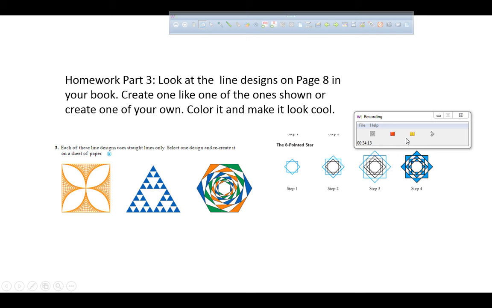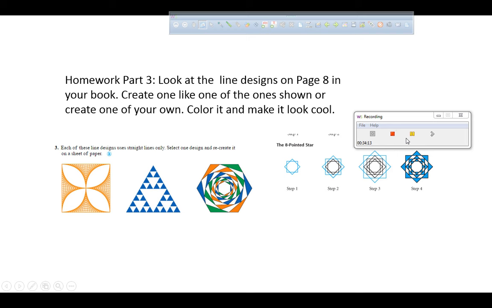So to do this kind of design, I want you to pick one. You could do a combination of several of those, but the key thing is that it's got to be made out of straight lines, okay? Straight lines. And do it on a nice white sheet of paper. I have some here, and color it in and make it look beautiful. And if you do a really good job, I'll give you a couple extra credit points, okay? But I do want you to do it.